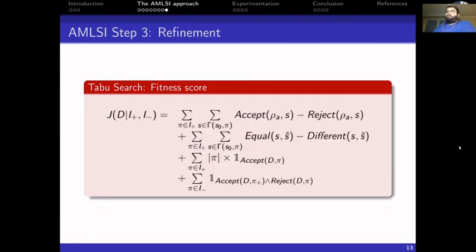The fitness score of the taboo search is composed of 4 components. The first component checks that AMLSI encodes all preconditions and only real preconditions. The second one checks that we encode all effects and only real effects. The third one checks that the domain can generate all positive examples. And the last one checks that the domain does not regenerate any negative examples.